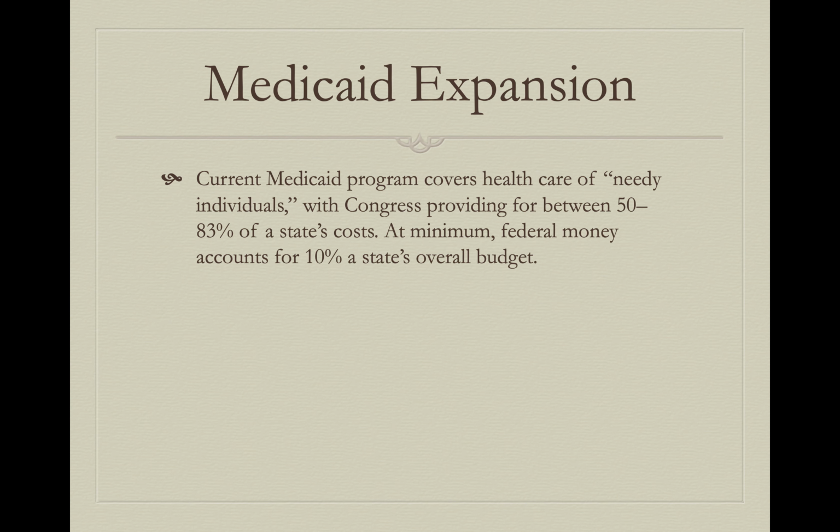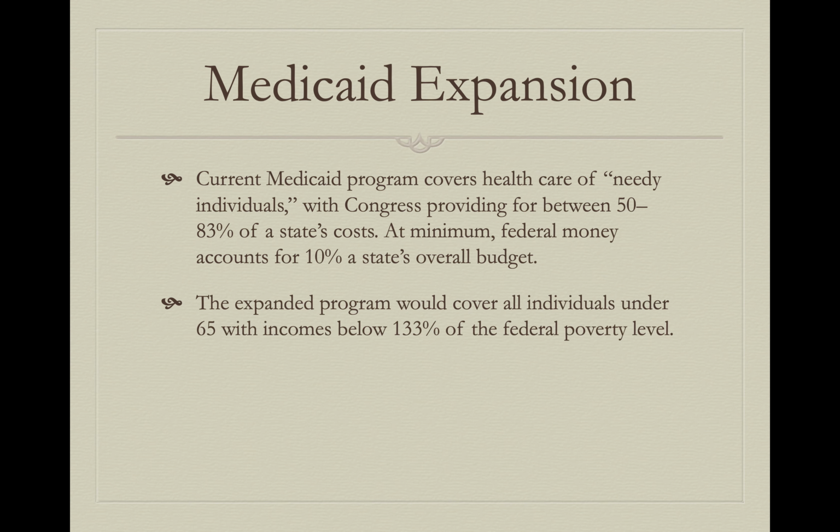Medicaid, at the time that the act passed, covered the health care of needy individuals, according to the statute. And it was a sharing program between Congress and the states, with Congress providing for between 50 and 83% of a state's costs. If you look at what percentage of states' budgets were derived from their participation in the Medicaid program, at minimum, the state that got the least amount from Congress, this still amounted to 10% of the state's overall budget. So some states, Medicaid money from the federal government represented a lot more than 10% of their budget.